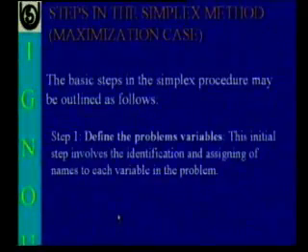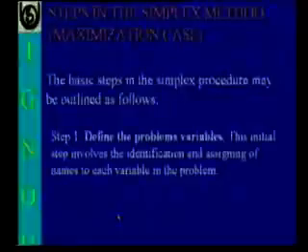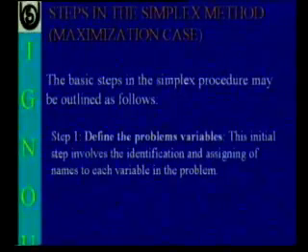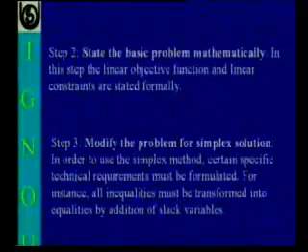Now today we will take only a maximization case. First we will define the different steps which are needed in the simplex problem for a maximization case. Step 1: first we will define the variables. This initial step involves the identification and assigning of names to each variable in the problem. Step 2: we will state the basic problem mathematically. In this step, the linear objective function and the linear constraints are stated formally.